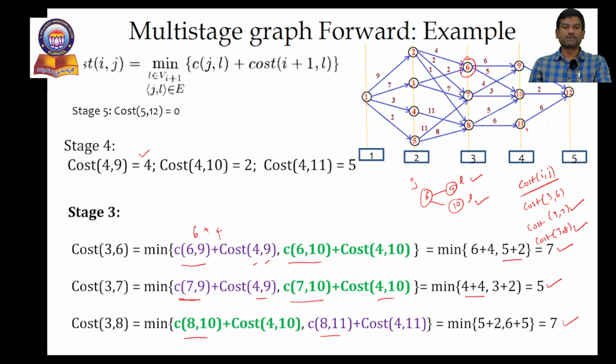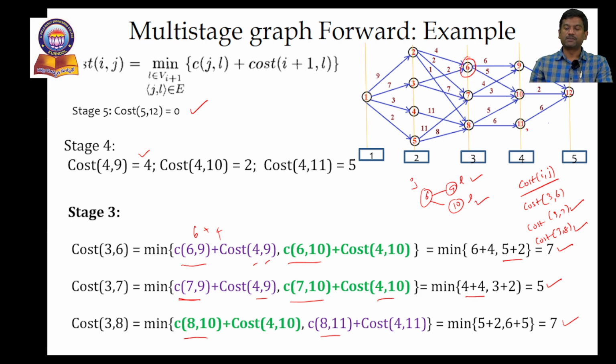to be equal to 7. So far we have calculated cost of 5 comma 12 at stage 5, and at stage 4 we have computed cost of 4 comma 9, cost of 4 comma 10, 4 comma 11, and at stage 3 we have computed cost of 3 comma 6, 3 comma 7, as well as 3 comma 8.